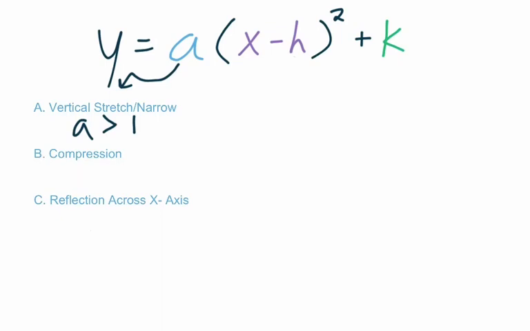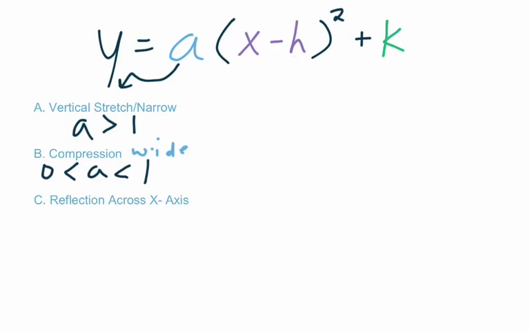However, if the value of A is between 0 and 1, so 0 is less than A is less than 1, I think I can write that slightly nicer, I apologize, then it's going to be a compression, which basically means your parabola is going to become wider. I can even write that right over here. It would become more wide when it's in between 0 and 1.